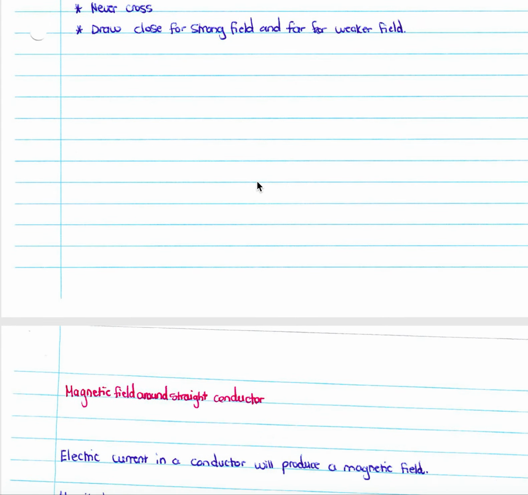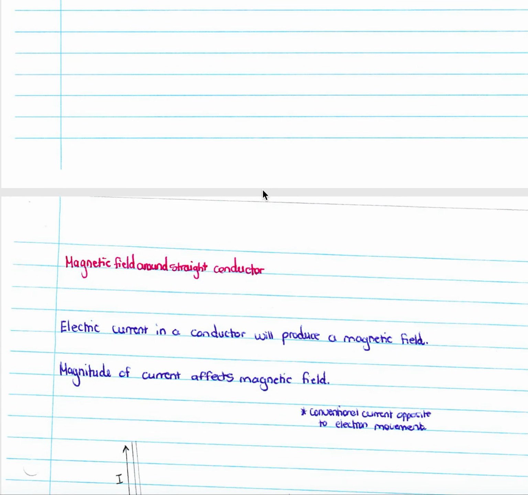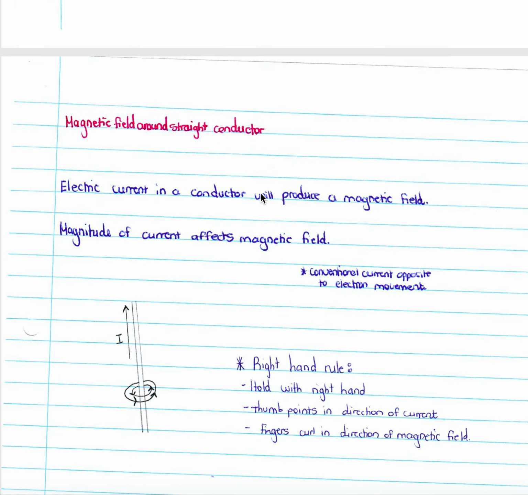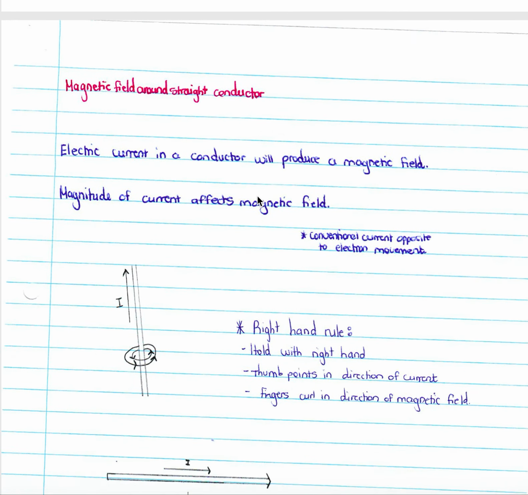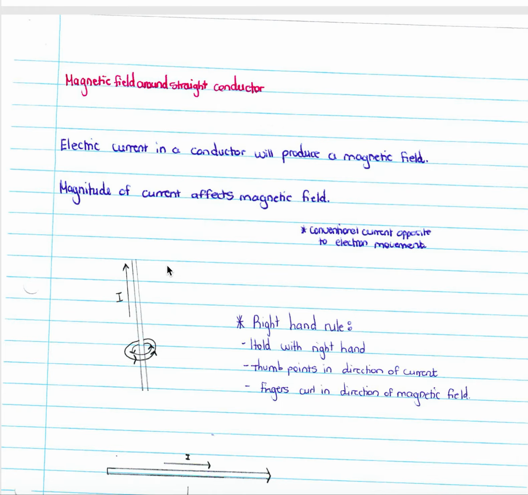When you look at magnetic fields around a straight conductor, when you have an electric current in a conductor, this will produce a magnetic field. So the magnitude of the current affects the magnetic field. If you had a wire such as we can see here, where your current is moving upwards, you use your right-hand rule to work out the direction of your magnetic field as well as the direction of the current.